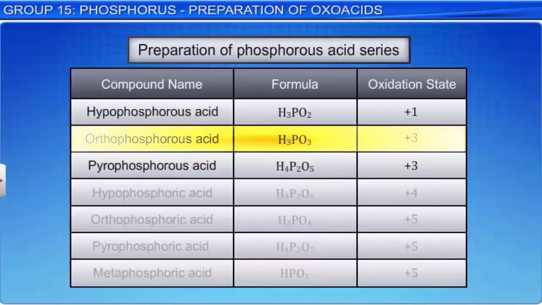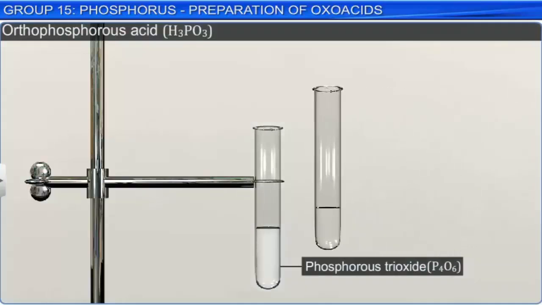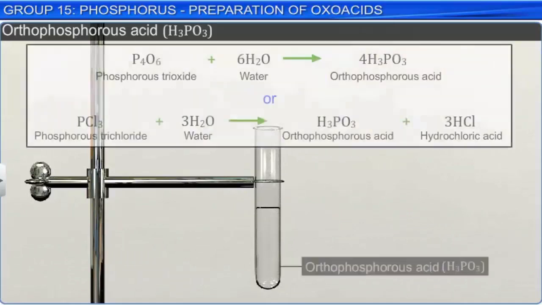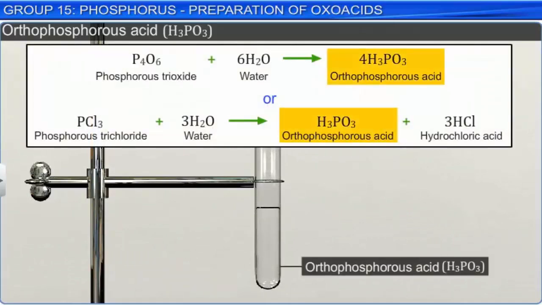The hydrolysis of phosphorus trioxide or phosphorus trichloride forms orthophosphorus acid, phosphonic acid, or simply phosphorus acid.